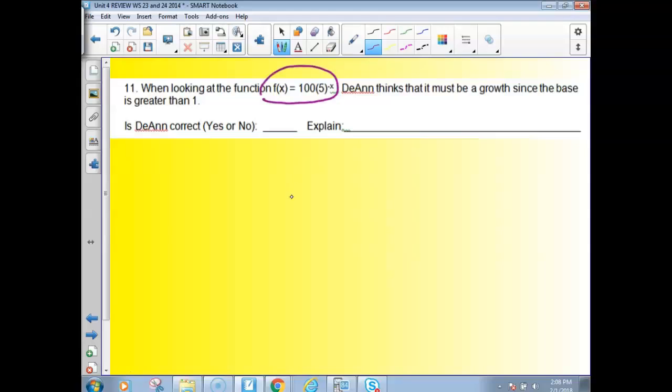Okay, 11, when looking at it. It doesn't mean go look at it on a grapher. Just looking at this, Deanne says she thinks it must be growth since the base is greater than 1. She's calling this her base, of course, which is the growth factor. It's a 5. Well, she's wrong because 5 to the negative x actually equals 5 to the negative 1 to the x, and that is 1/5 to the x, and 1/5 is less than 1.